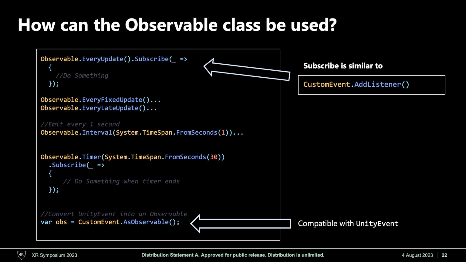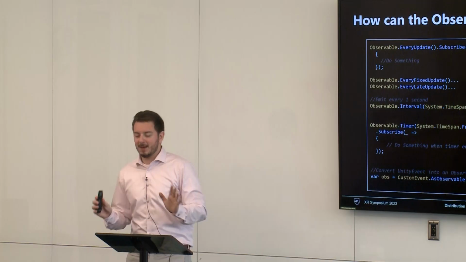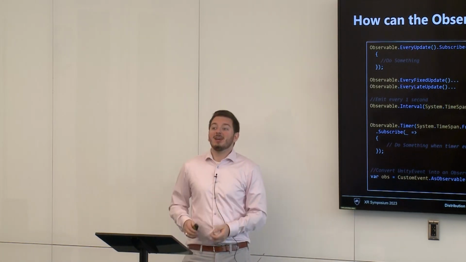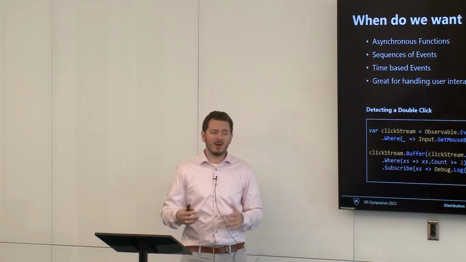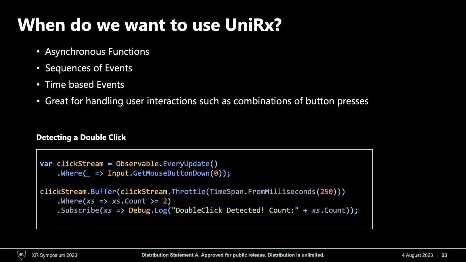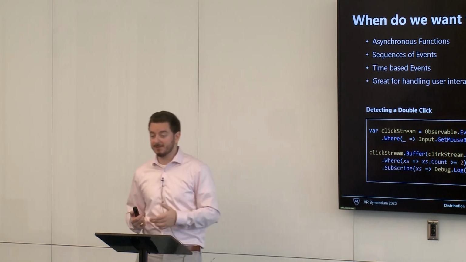So we can turn the events into observable streams. So you go from that typical Unity event class to an observable stream. Bear with me, I promise it'll make sense in a second. So, when do we want to use UniRx? We've talked about how it integrates into Unity, but UniRx is really good for asynchronous functions, or sequences of events, or things that are time-based. We've already talked about the interval or the timer, but it's also really good for handling user interactions, and this is where I primarily used it.